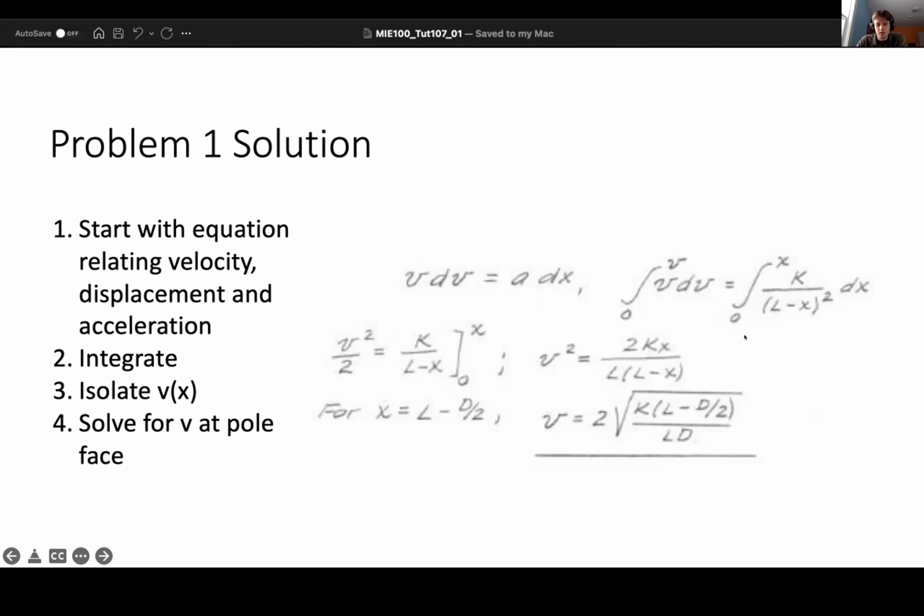Okay. Great. If anyone has any questions. Okay, a couple questions here. Is the upper bound for a dx? Yeah, the upper bound for the right side integral is x. Why is the 2 outside of the square root at the end? For v equals 2 root.